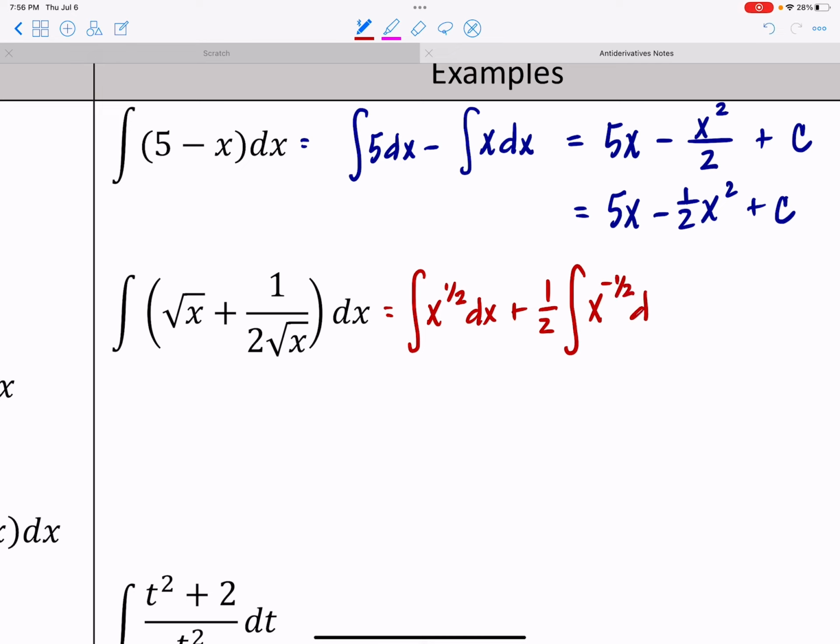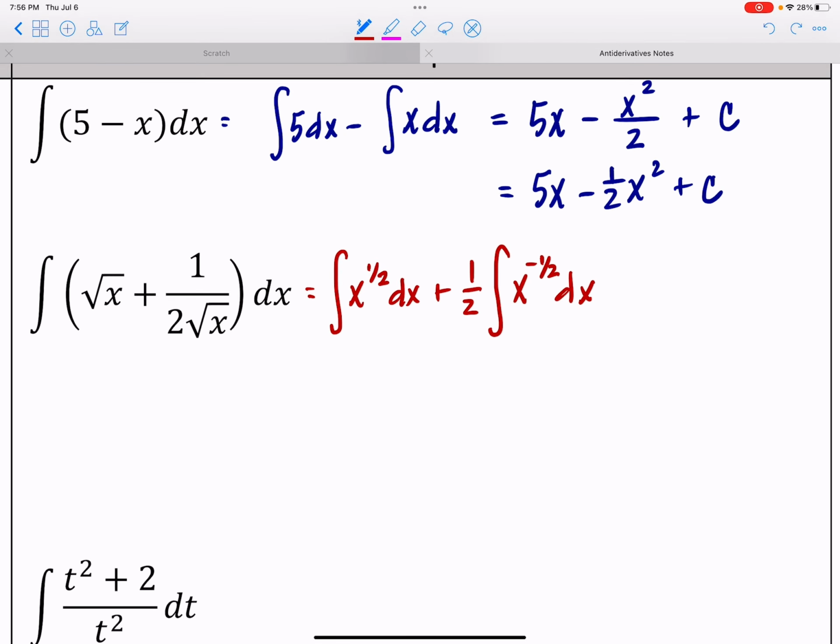So 1/2 as a constant multiple, and then this would be x to the negative 1/2, and then our dx. Okay, so I just rewrote this as x to the 1/2. I factored out that 1/2, that constant, and moved it out. And this is on the bottom of the fraction, so it's x to the negative 1/2. So hopefully I didn't lose you there. And now we're actually going to integrate.